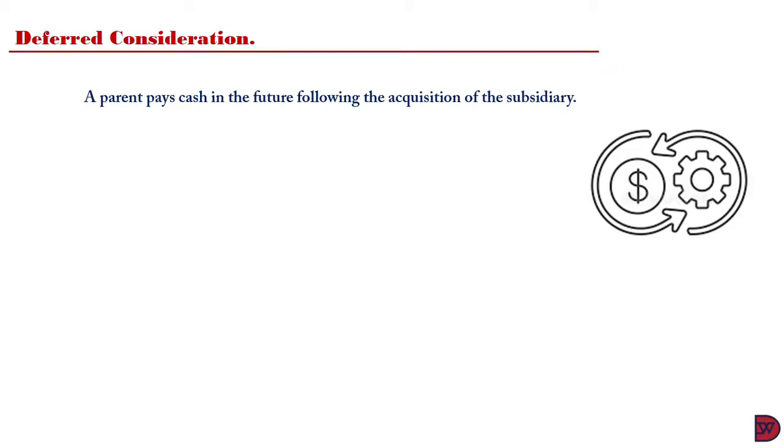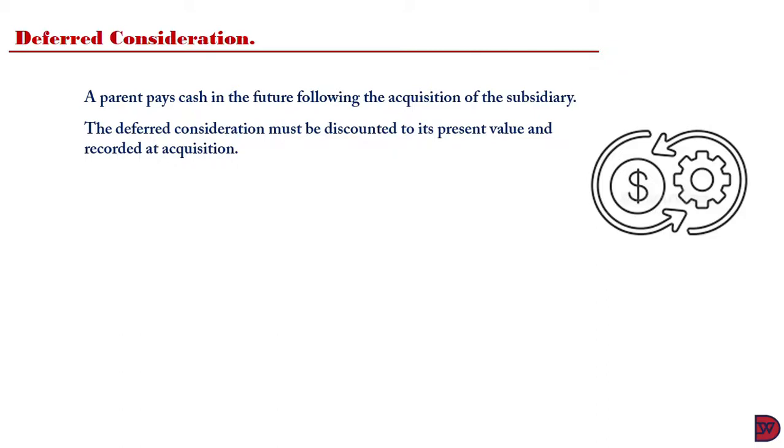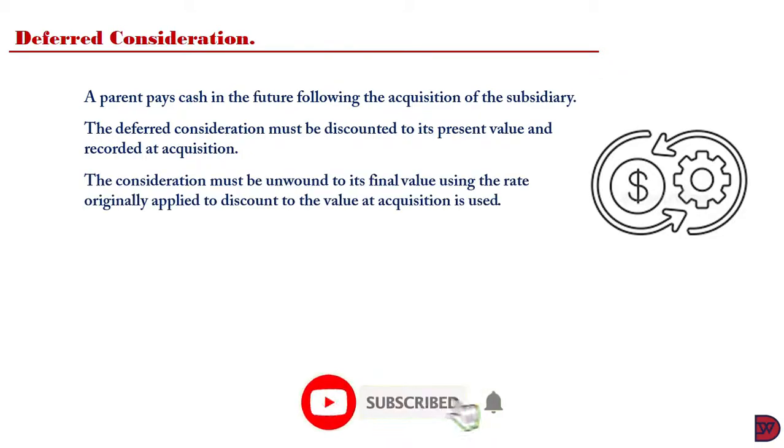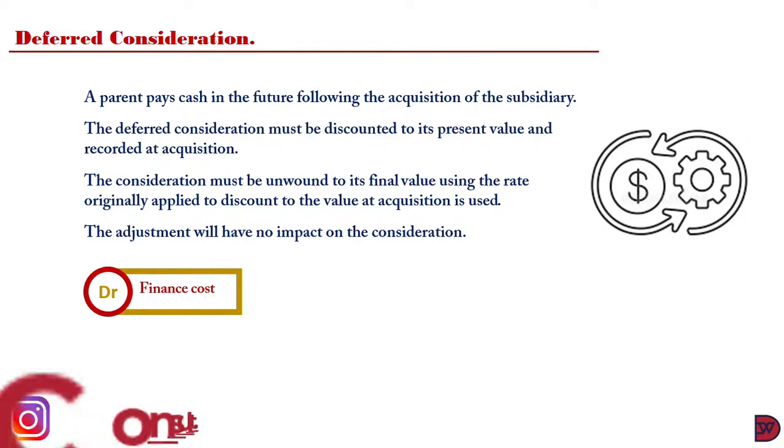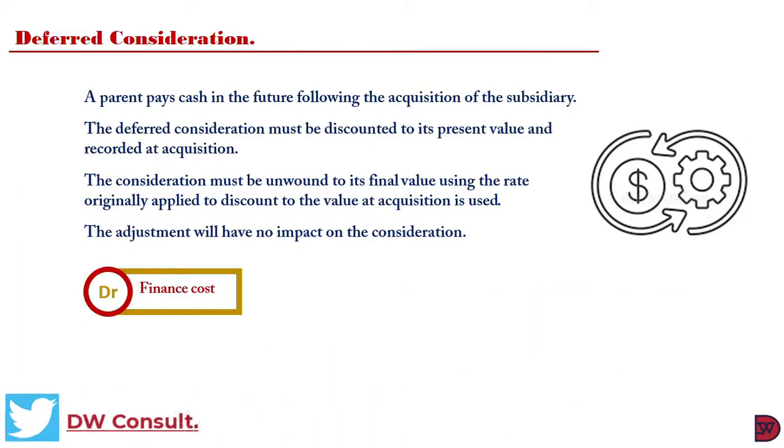Let's move on to deferred consideration. Here, a parent pays cash in the future, after the date of acquisition of the subsidiary. The deferred consideration must be discounted with a chosen rate to the present value at the date of acquisition and recorded. The consideration must be unwound to its final value, that is the amount agreed to be paid at the future date, by applying the original rates used in discounting the consideration. The adjustment of the unwinding will have no impact on the consideration already posted. When the unwinding is done using the rates, we will debit the finance cost in the statement of profit and loss.